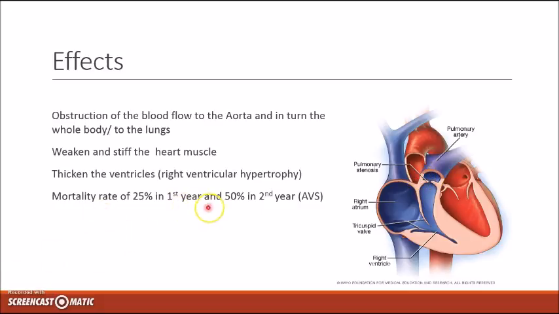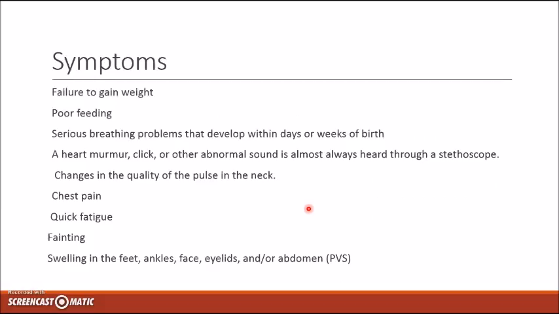Now this disease has really high mortality rates, up to 25% in the first year of the onset of such a case, to 50% in the second year. However, this is for aortic valve stenosis, and as we mentioned earlier, it is not only a congenital heart disease, but sometimes it is due to aging or other factors.